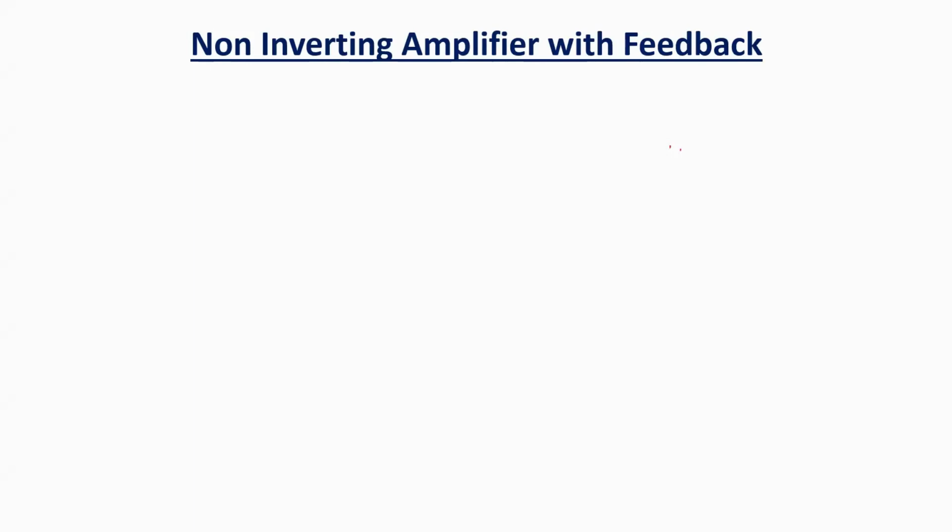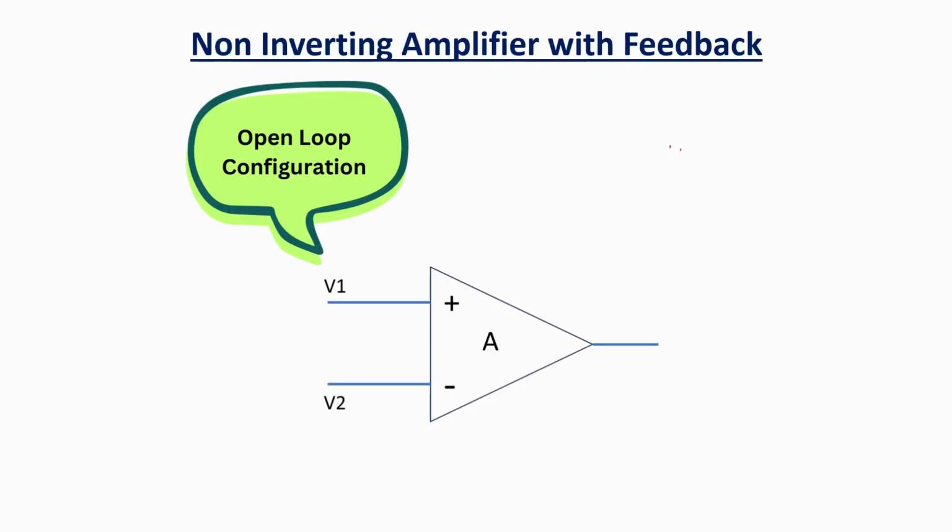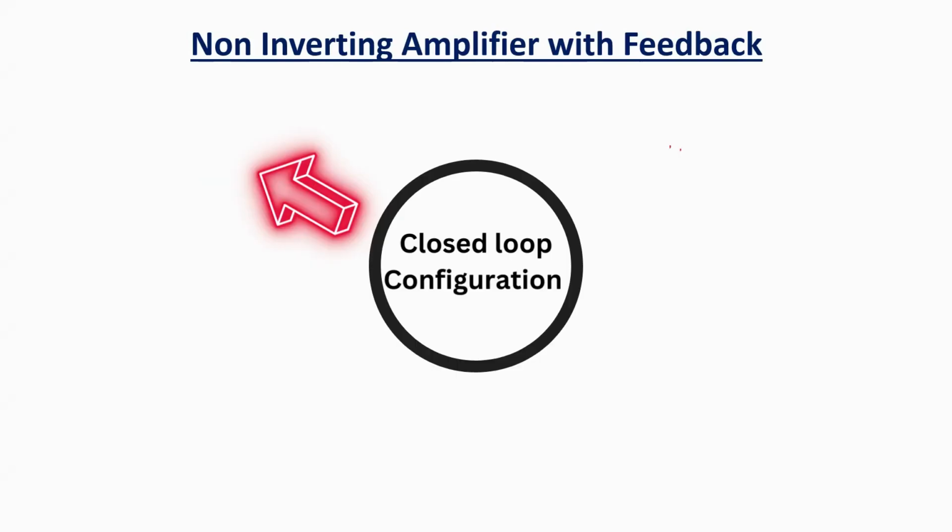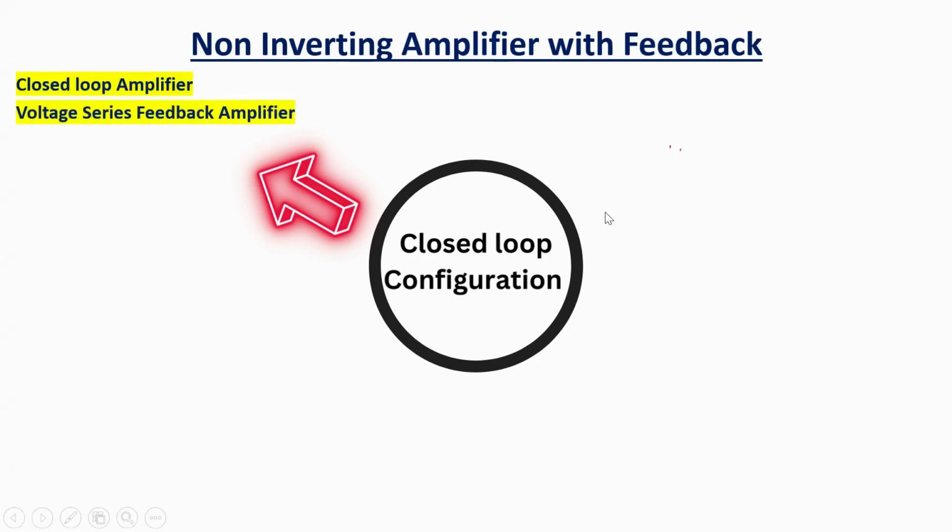In the last videos, we had seen open loop configurations. In this video, we will be understanding what is closed loop configuration and why it is needed. It is also called the closed loop amplifier. It is also called the voltage series feedback amplifier. Whatever the name is, let us go and understand how the feedback mechanism works on the amplifiers.